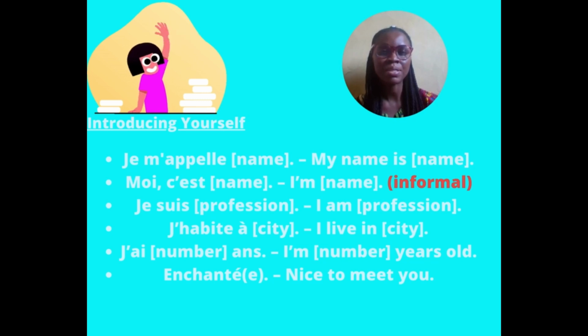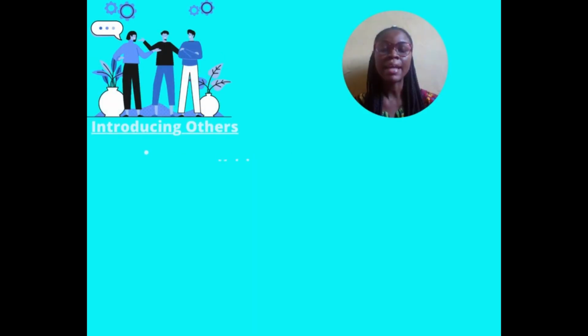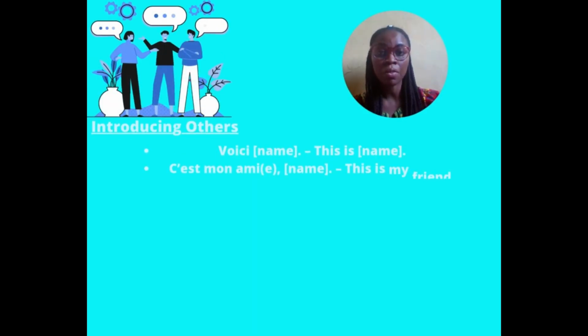Finally, when you meet someone for the first time, you tell them enchanté. There's an extra E in the bracket because in written French, if it's a female, the enchanté will have these two E's. E accent aigu and then an extra E. And then if it's a male, the extra E will not be necessary. But spoken French, of course, it's pronounced the same way. Enchanté.